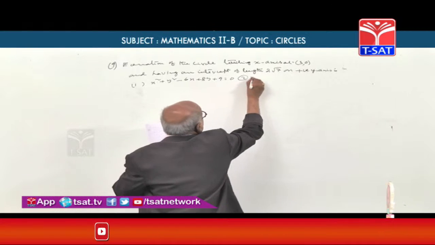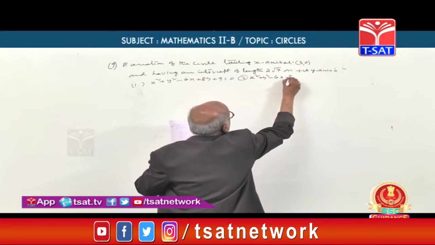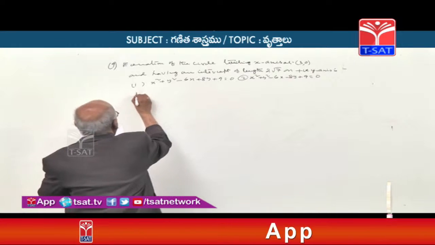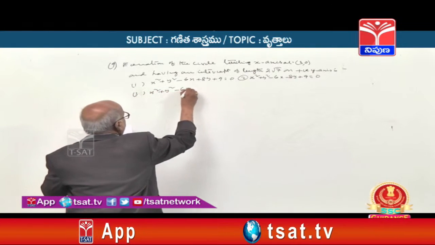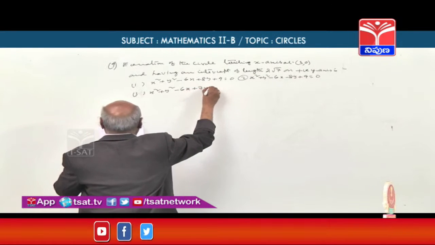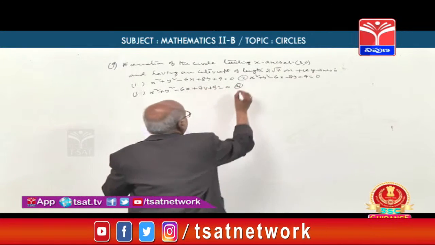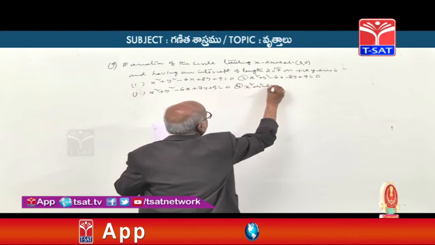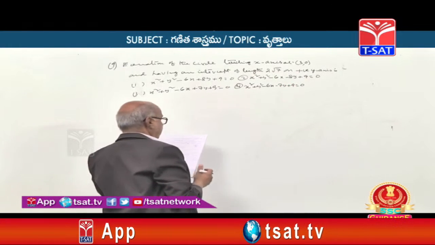Number 2, x square plus y square minus 6x minus 8y plus 9 is equal to 0. Number 3, x square plus y square minus 6x plus 7y plus 9 equal to 0. Number 4, x square plus y square minus 6x minus 7y plus 9 is equal to 0.